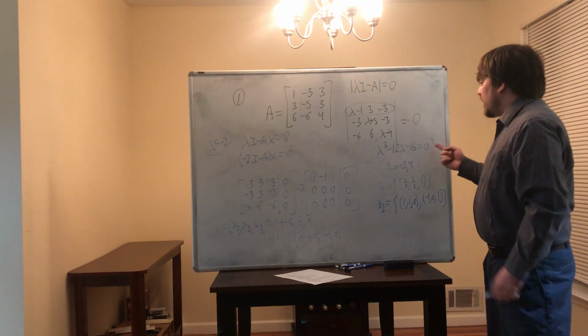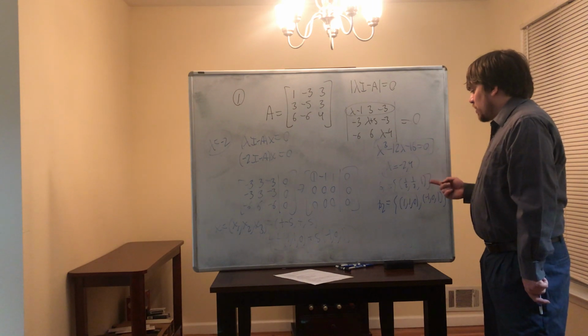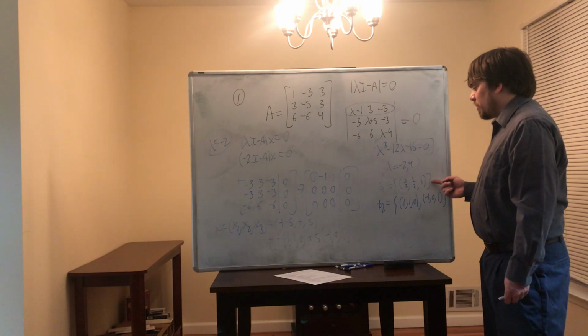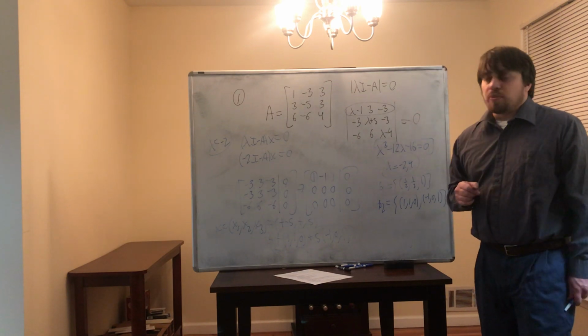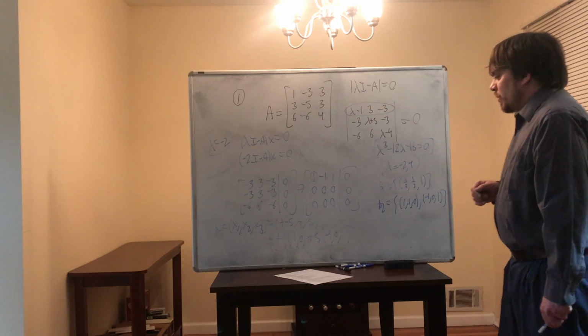Okay? That's the characteristic equation. These are the eigenvalues. This is the basis for the eigenspace corresponding to lambda equals 4, and this is the eigenspace corresponding to lambda equals -2. And we're done with number 1. Okay, number 2.